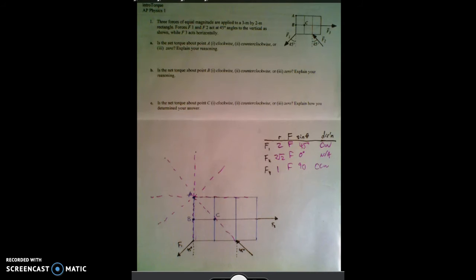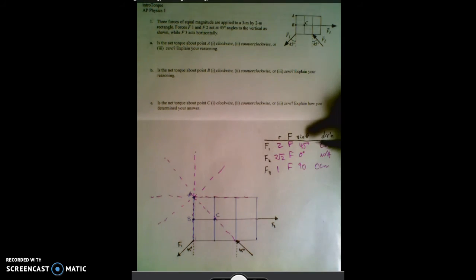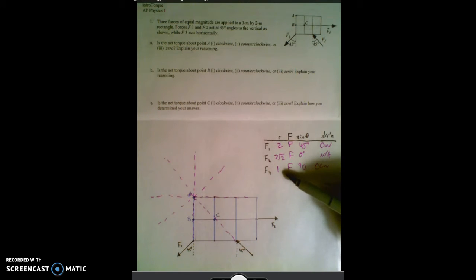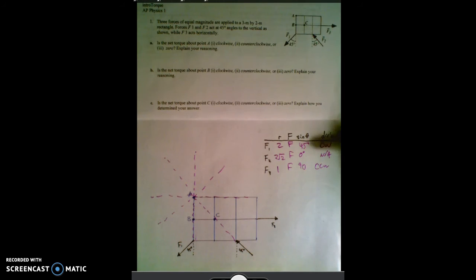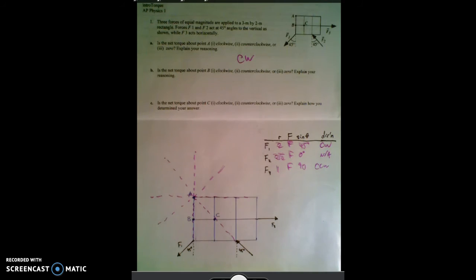Now all I need to do is compare the magnitudes of these torques, and for F1 I've got 2 times sine of 45, and I'm comparing that to 1 times the sine of 90. 2 times the sine of 45 is about 1.4 F, and this would be 1 F, so the torque from F1 is greater, and we have a clockwise torque.